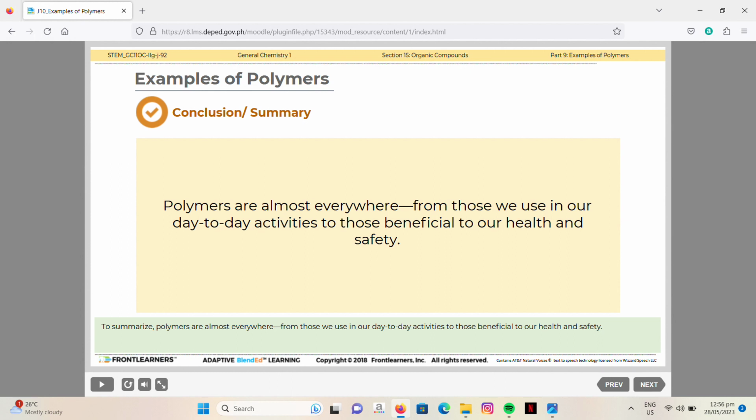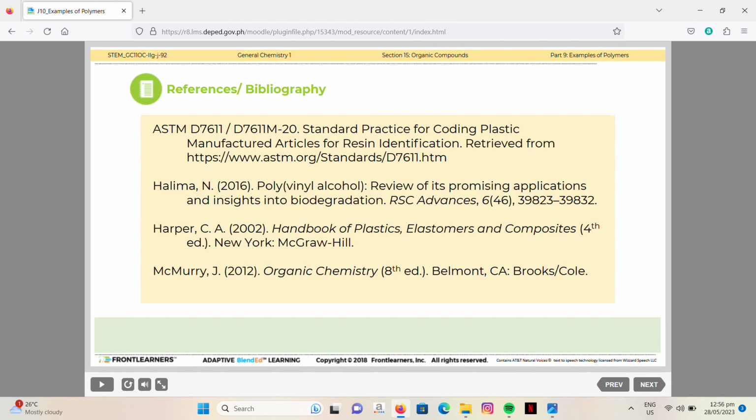To summarize, polymers are almost everywhere, from those we use in our day-to-day activities to those beneficial to our health and safety. These are references and bibliography.